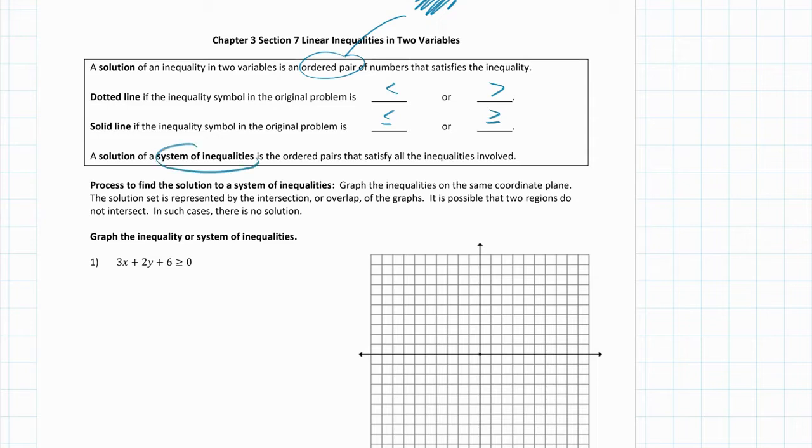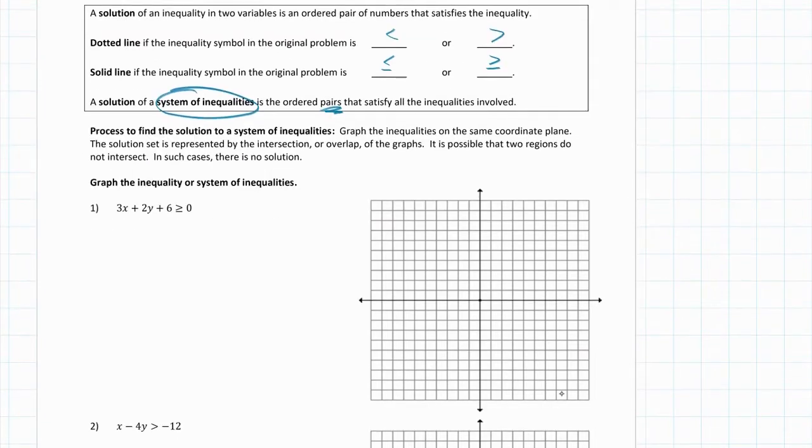So given the system of inequalities, these are the ordered pairs, plural, that satisfy all of the inequalities involved. So this right here represents regions of overlapping, and we'll see that on the graphs that follow. In order to find the solution, we're going to graph the two inequalities on the same plane, and we're going to look at the intersection or overlap of any of the graphs. If we have regions that do not intersect or overlap, there is no solution to the system.